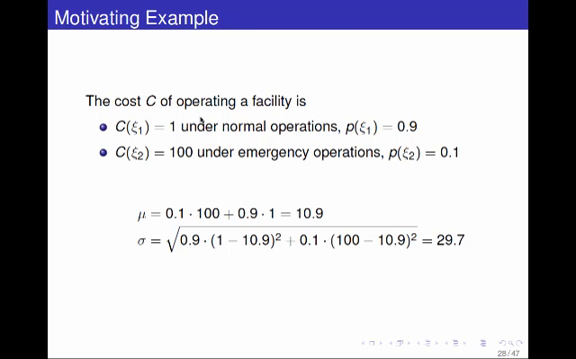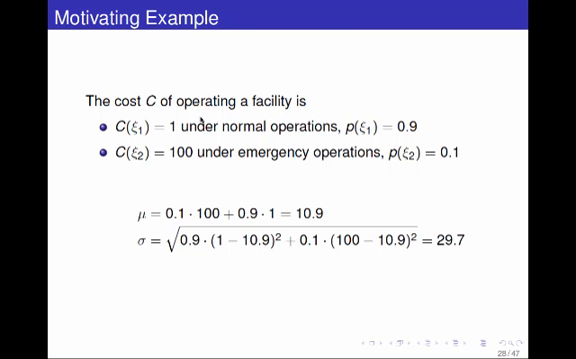If everything goes as expected for this facility, you get a daily cost of 1 unit, and that happens 90% of the time. But if something goes really wrong, the cost is 100 times bigger, but that just happens 1 out of 10 times. Okay? So you do the computations, the mean of this random variable is this much, the standard deviation is this much over here. How would you do a Monte Carlo simulation of this average cost?